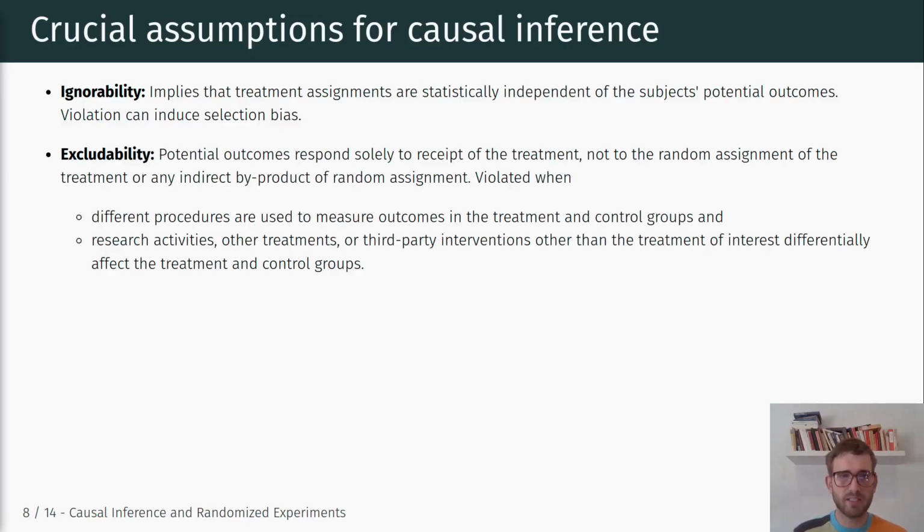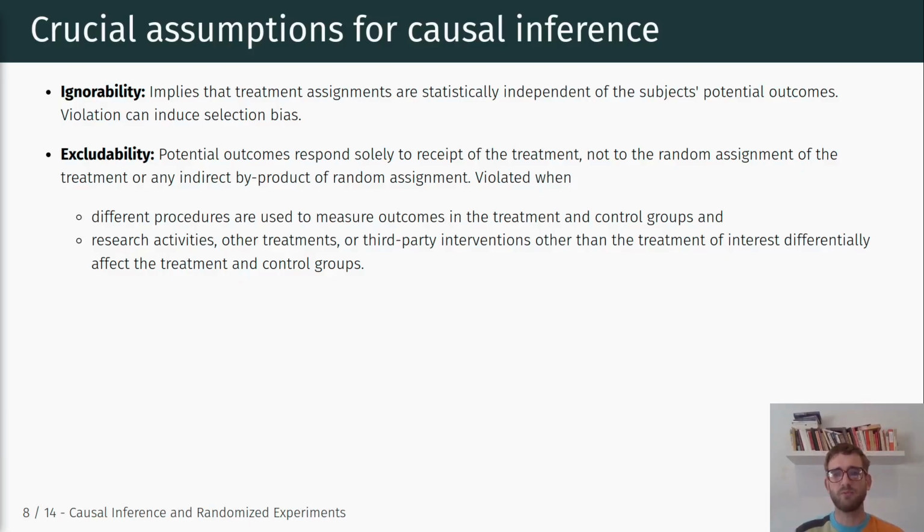Next, we have excludability. Excludability means that potential outcomes respond solely to the receipt of the treatment, not to the random assignment of the treatment or any indirect byproduct of random assignment itself. Okay, so this can be violated, for example, if we have different procedures that are used to measure outcomes in the treatment and control groups, or if any of the research activities or other treatments or third-party interventions other than the treatment of interest differentially affect the treatment and control groups. Okay, so what is meant here is that there might be other additional factors that are changed between the treatment and control group, so that we cannot attribute the treatment effect only to the intervention.